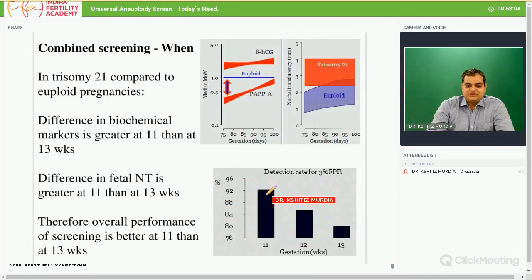Then it further decreases, and it's very minimal at 13 weeks. So the best time to do the combined test, if you have to do it, is at 11 to 12 weeks.